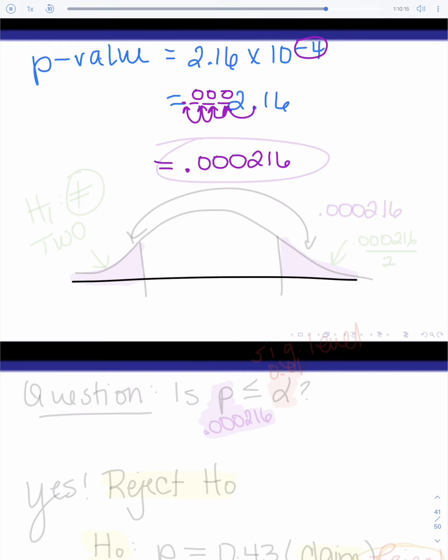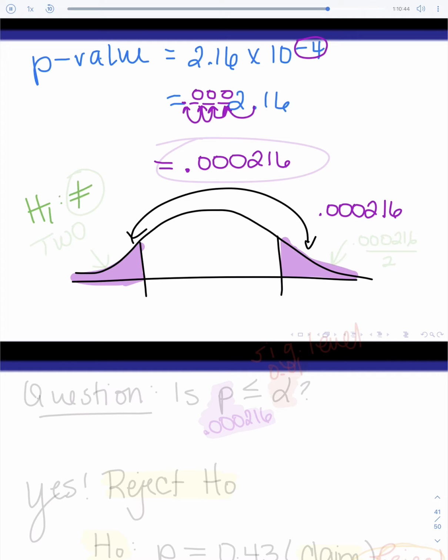Well, that means for my picture, it means that the area between both tails from the test statistic is going to be this 0.000216. Why did I say between both tails? Why did I draw 2 tails? Remember when I said my H1 had a not equal to, that meant I had a 2-tailed picture. It means not the middle, the ends.